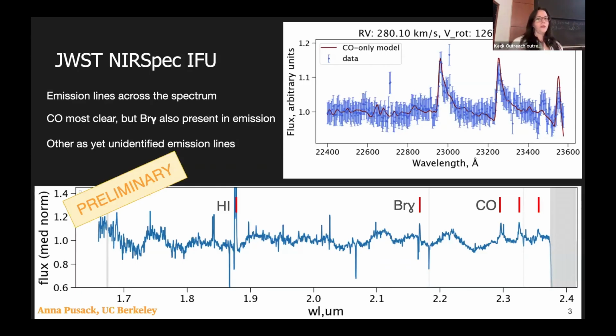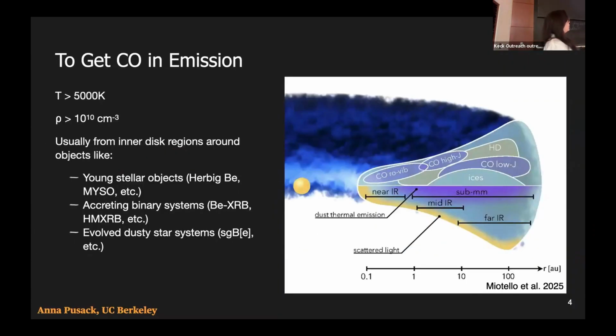As such, we have looked at a bunch of different kinds of objects in the literature and we've settled on it being a bright source within a disk. To get CO in emission, you need temperatures that are relatively cool but kind of hot, as well as densities that are pretty high. And so this works really well for an inner disk region around objects like young stellar objects, accreting binary systems, and even evolved star systems.